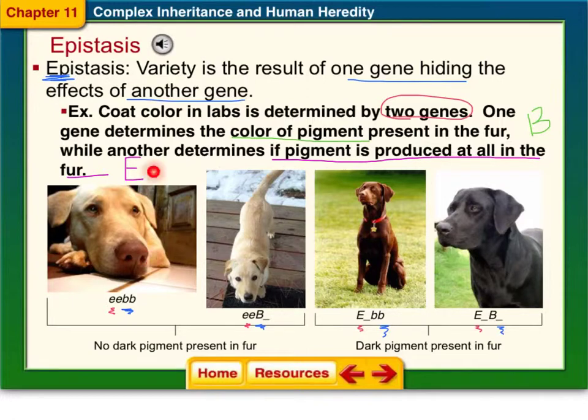The second gene, E, determines if pigment is produced at all. This is similar to the gene for albinism in humans, only it affects just the fur of the animal, not their skin. We can see that this white lab has black pigment, just like the black lab, but it has this E gene, and it happens to be double recessive, homozygous recessive, which means albino fur. Brown pigment, albino fur. To recap, the 4 different fur colors present in Labrador retrievers are caused by the interaction of 2 different genes, one for brown or black pigment and one for light-colored fur.